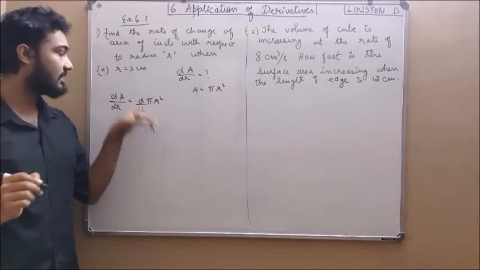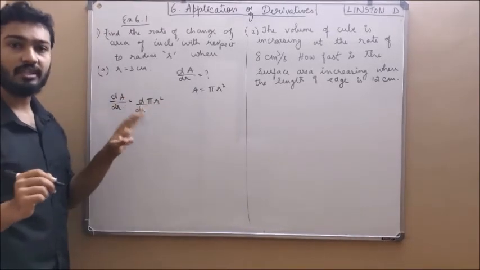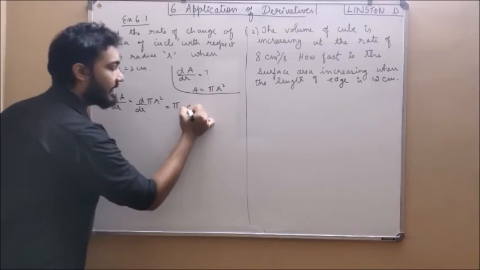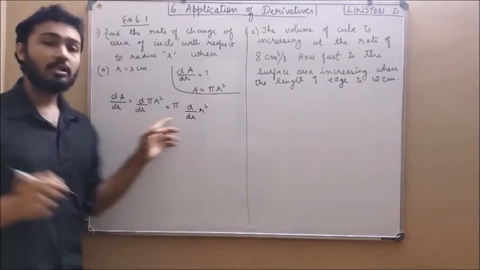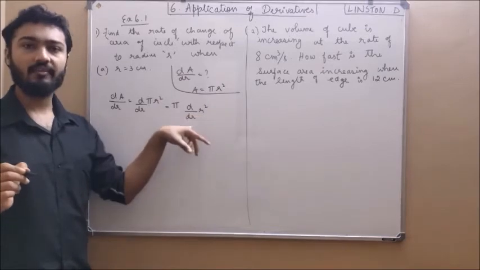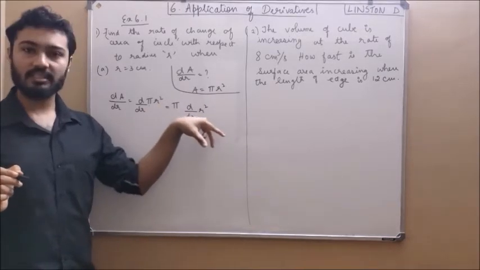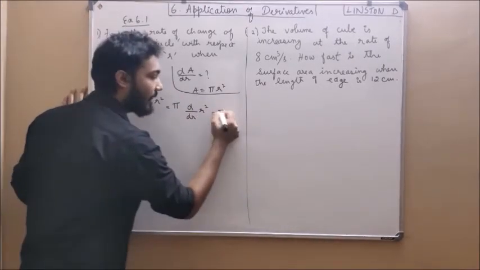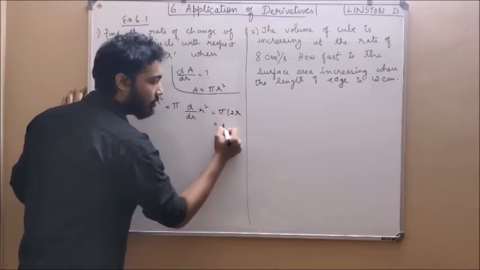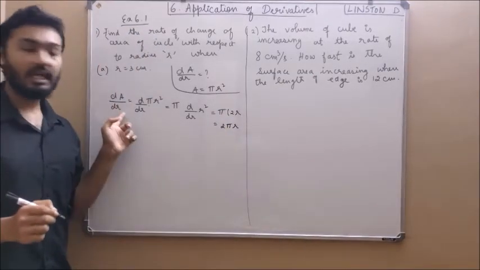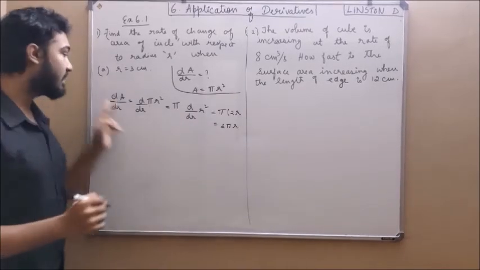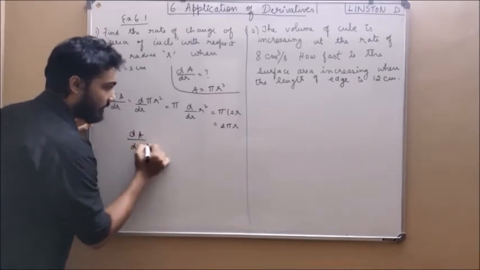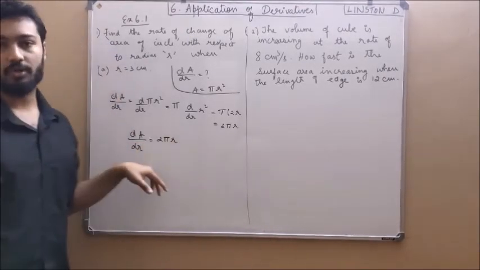Now we need to differentiate this: d by dr of pi r square. Here pi is a constant, so take it out. Then we get pi times d by dr of r square. Here the variables are similar: d by dx of x square is 2x. So d by dr of r square is 2r. Pi is there outside, so pi into 2r is 2 pi r. So dA by dr is 2 pi r. This is the rate of change of area with respect to radius r. This is what we get.